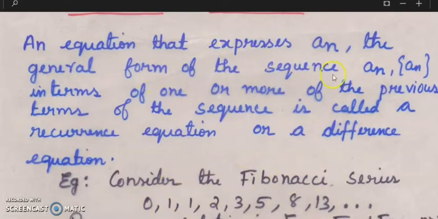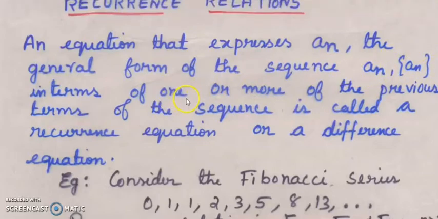The general form of the sequence a_n is expressed in terms of one or more of the previous terms of the sequence. The general term will be in terms of one or more of the previous terms. So from this you can choose a general term, and that general term will be in terms of one or more of the previous terms. I will explain the Fibonacci series so that you will understand what a recurrence relation is.